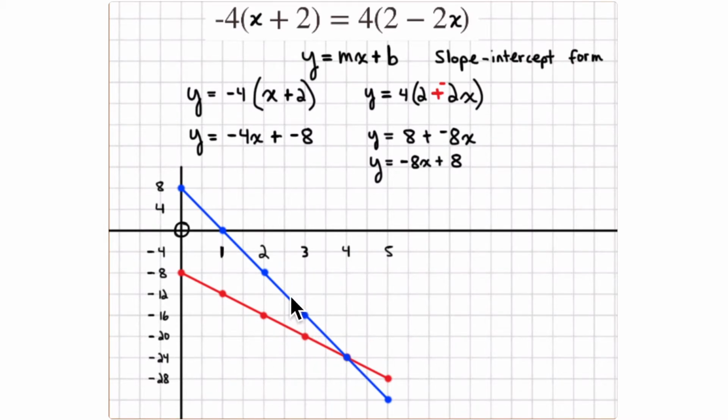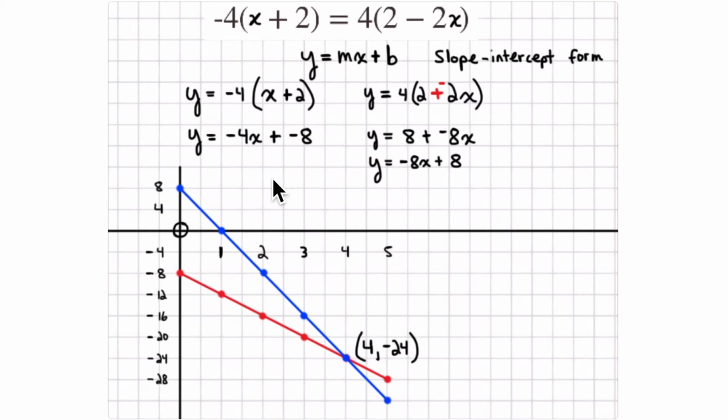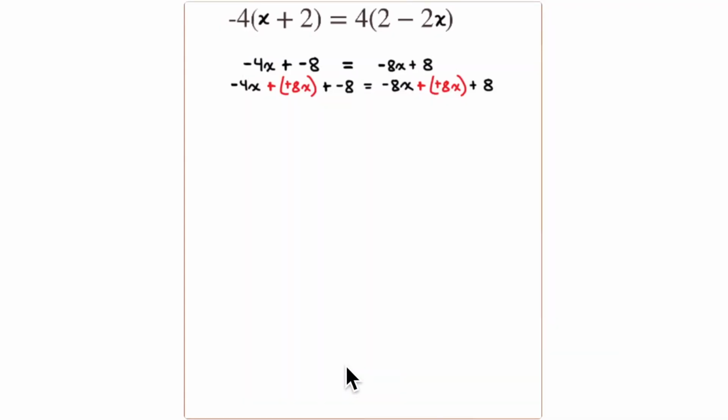That's where both expressions, both sides of this equation are equal, the point at which they intersect at 4, negative 24 right here.